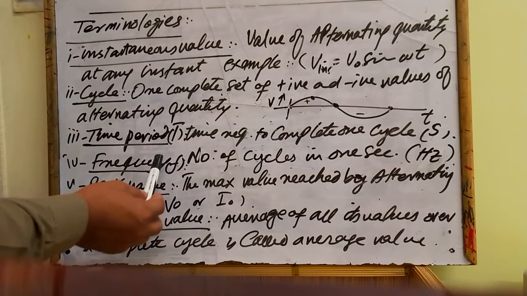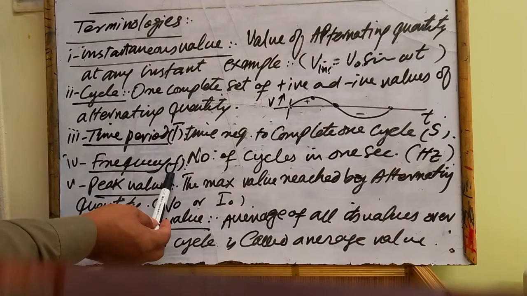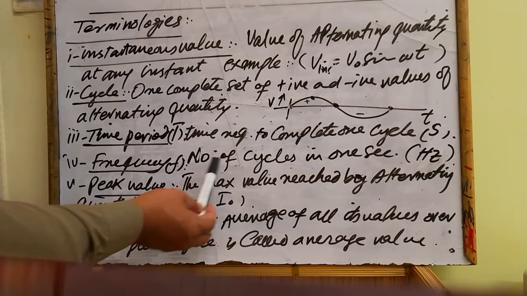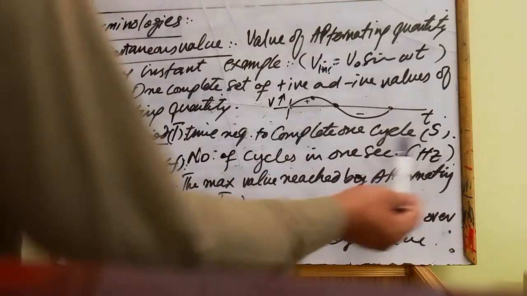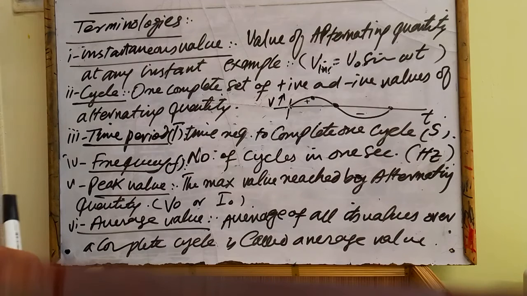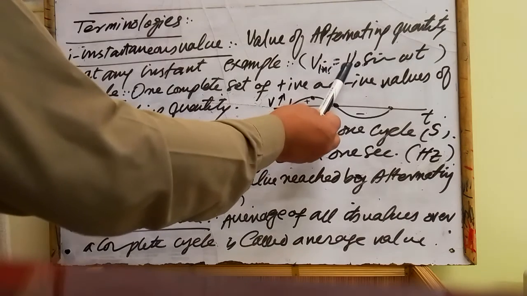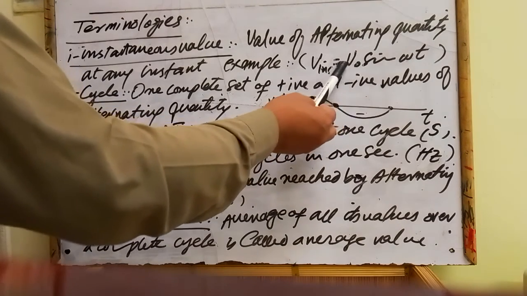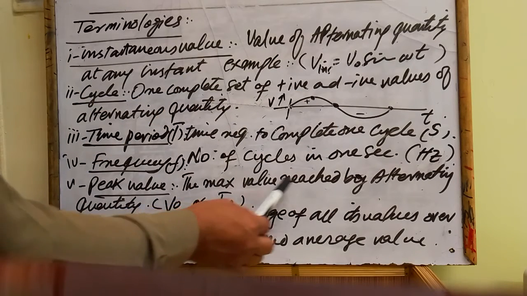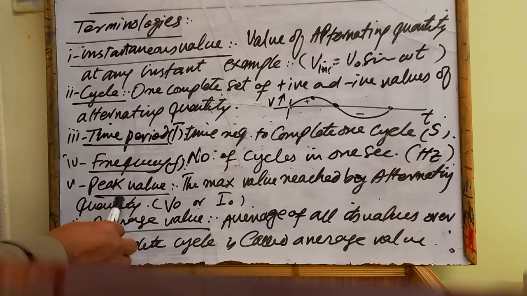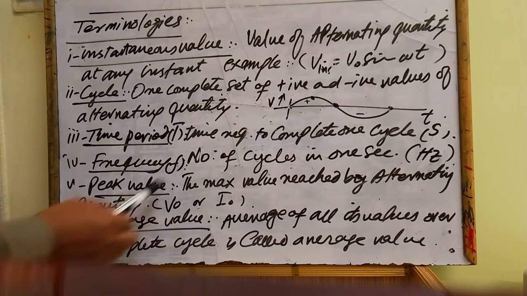Number 4, frequency, denoted by small f, and it is defined as the number of cycles in 1 second. The unit of frequency is hertz, after the name of a scientist. Number 5, peak value or maximum value. Like in this equation, this is instantaneous, but this is the peak value, the maximum possible value. So peak value is defined as the maximum value reached by an alternating quantity, which is denoted by V naught for voltage and I naught for current.